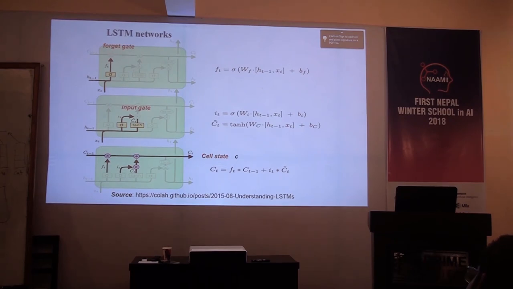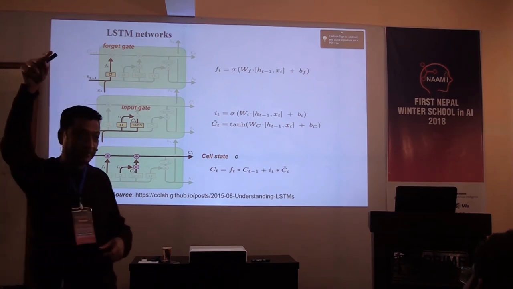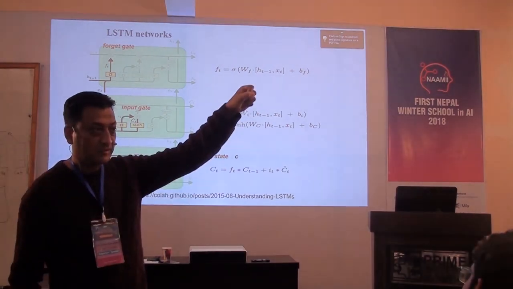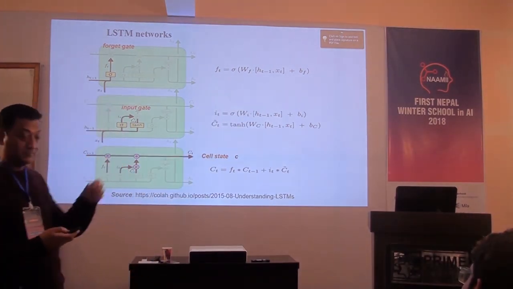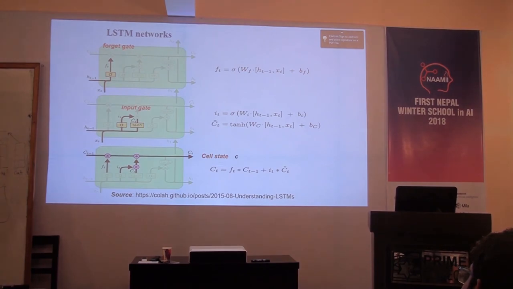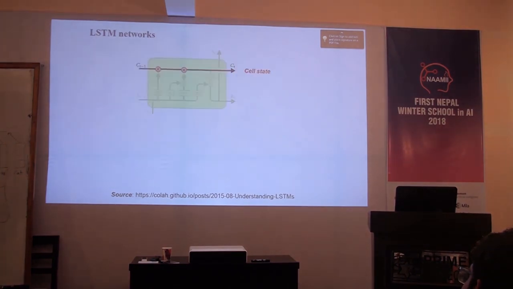Now, for the new information, you have the new information XT. So this is a new word, and the previous hidden state. So that is mixed together. So you have a tanh here. All the tanh does is stretch the number between minus 1 and plus 1, because the tanh shape is going from minus 1 to plus 1. It just ensures that it is between minus 1 and plus 1.